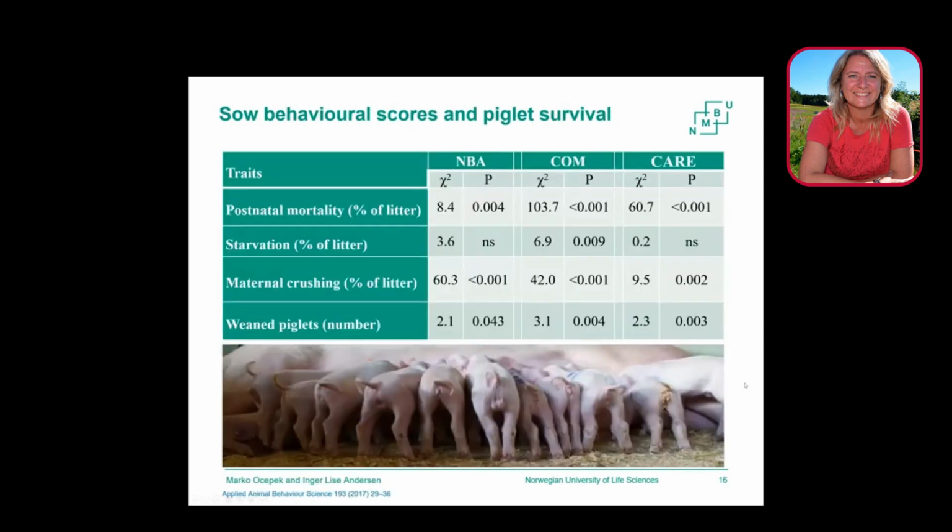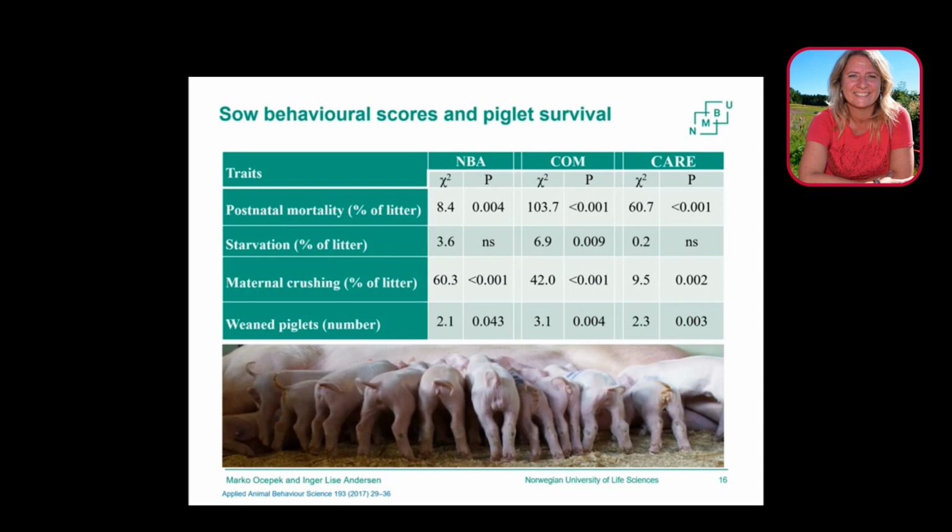And the results show very clearly that NBA in this table means nest building behavior. The ones that scored the highest for nest building behavior also had the lowest postnatal mortality. It didn't affect starvation, but the ones that performed most nest building also had a lower piglet mortality due to crushing, and they weaned significantly more piglets.